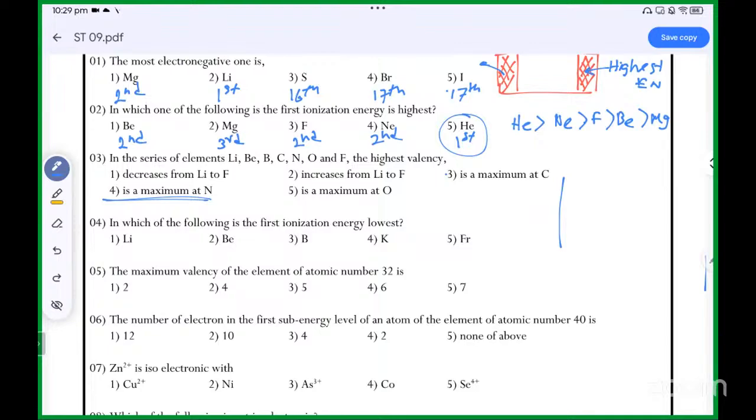Which of the following has the first ionization energy lowest? By looking at this one, francium is in the 6th period or something like that, so no need to argue. This should be the lowest first ionization energy. All of the others are in the higher positions of the periodic table. For example, potassium is in the 4th period, boron is in the 2nd period, beryllium is also 2nd period, lithium is also 2nd period. So the lowest one, definitely no argument, that should be francium. Francium is in the first group, if I am not mistaken.